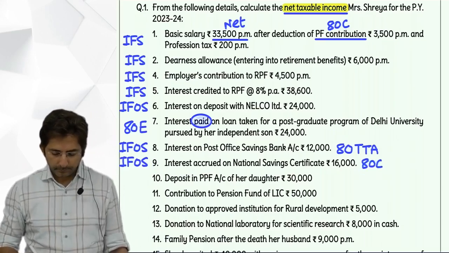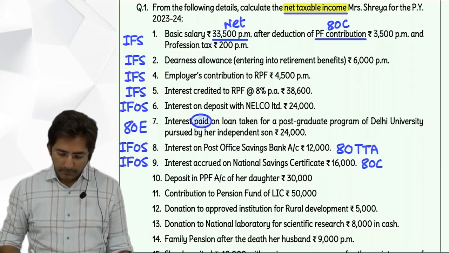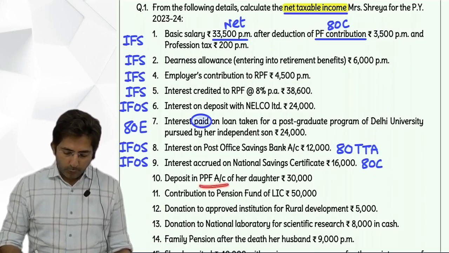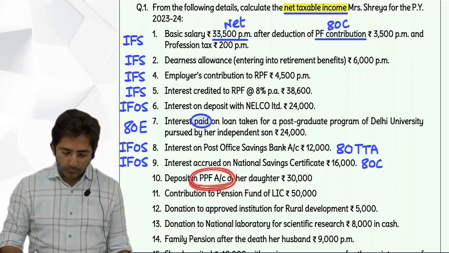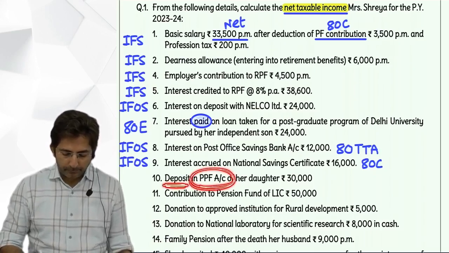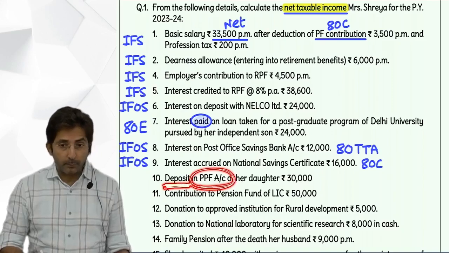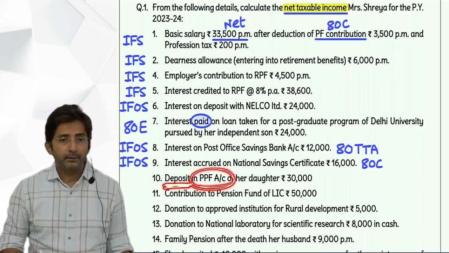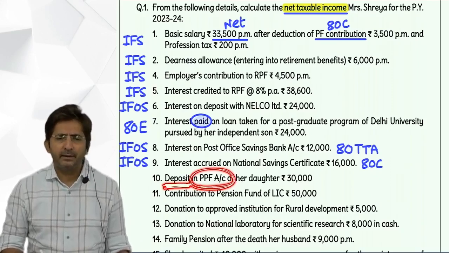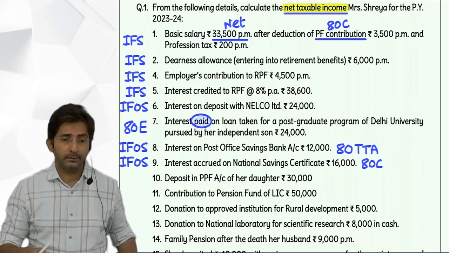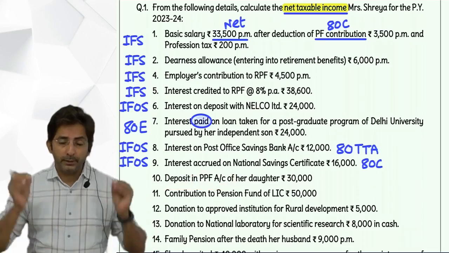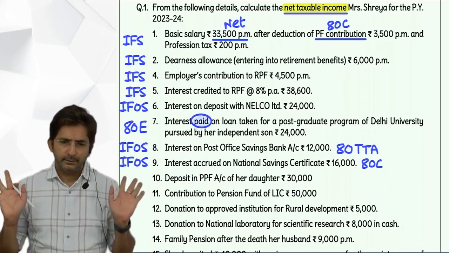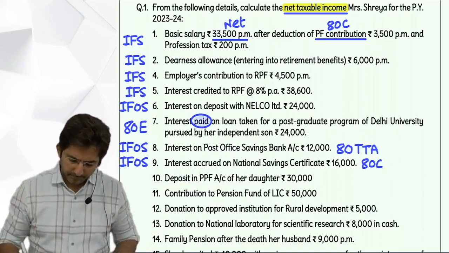Then, deposit in PPF of a daughter. Tell me, will you just see PPF or should you also see the word besides PPF? You should also see the word besides PPF. What if it was interest on PPF? Then it was exempt under 10(11). But this is a deposit, not an income item. You are investing in PPF. So this will come only in ATC.